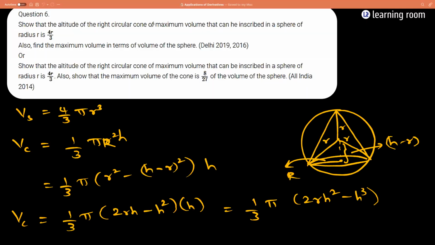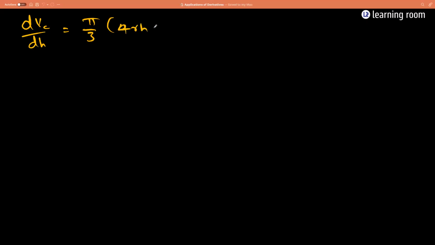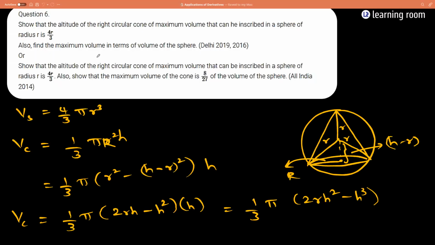So dV of cone divided by dh will be equal to pi by 3 into 4rh minus 3h square if I equate it to 0. h and h are gone, so h will be equal to 4r divided by 3. So is that what they asked? Height is 4r divided by 3.